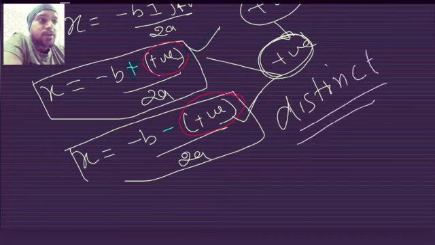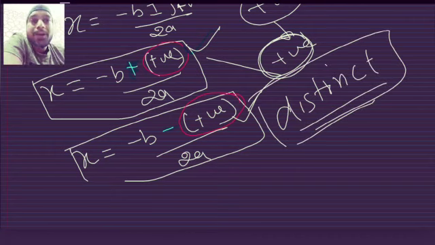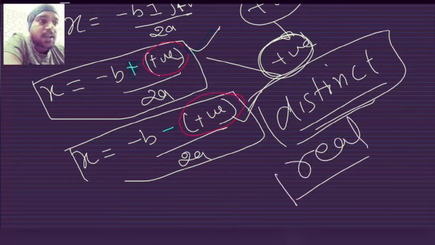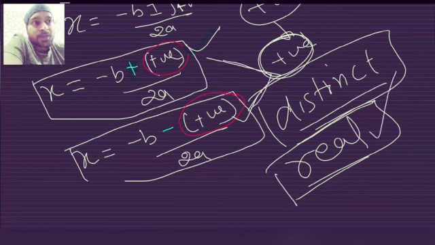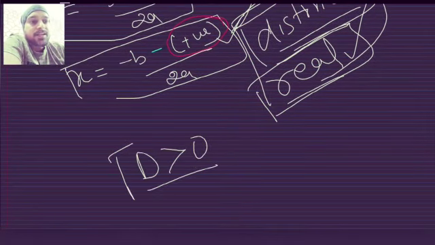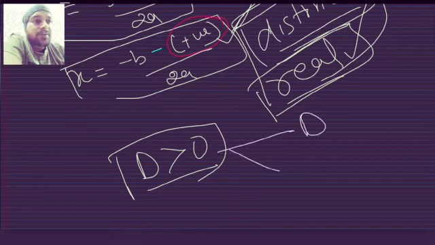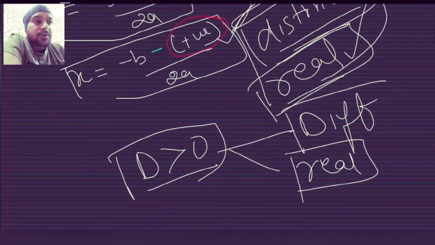Distinct means different roots: you are going to get two different answers, and those answers are going to be real numbers. Why are they real? Because they will be either negative or positive numbers, but they will be real, since real numbers are all those numbers which can be represented on a number line. So you remember real numbers, right? So there you are going to get two distinct answers, and those answers are going to be real. So when the discriminant is greater than 0, the roots will be different, and the roots will be real.